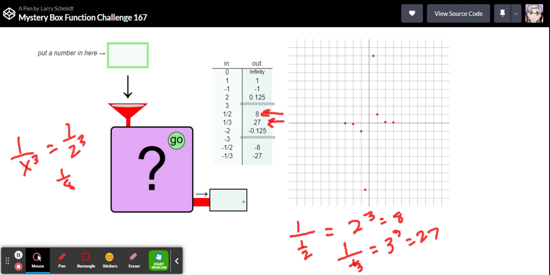I think we've got it. Let's go ahead and reveal. Yes, 1 over x cubed, and we can graph that as well. It looks very similar to the graph for 1 over x. It just approaches those asymptotes a lot more quickly than we would expect with 1 over x.